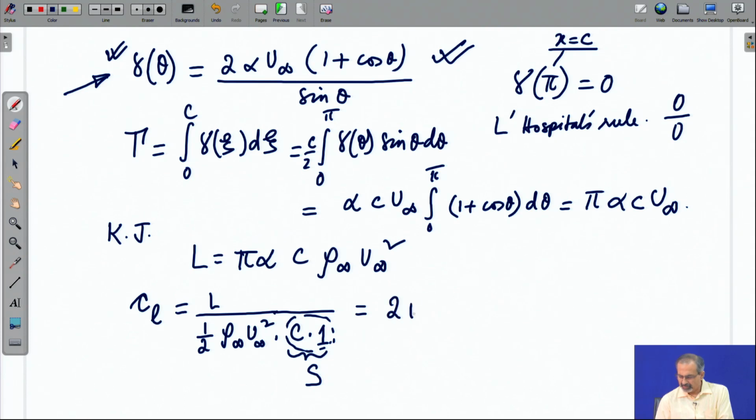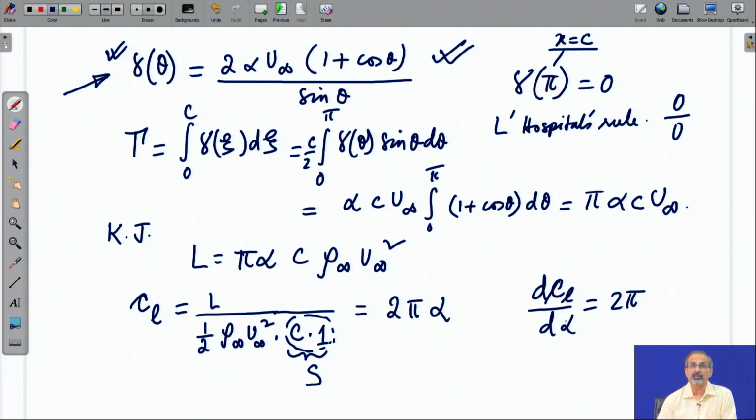Once you do that, you will find this is 2 pi alpha, which means that dCl d alpha is equal to 2 pi. So, you have now got the lift curve slope. So, 2 pi per radian or 0.11 per degree change in alpha. That is how we interpret it.